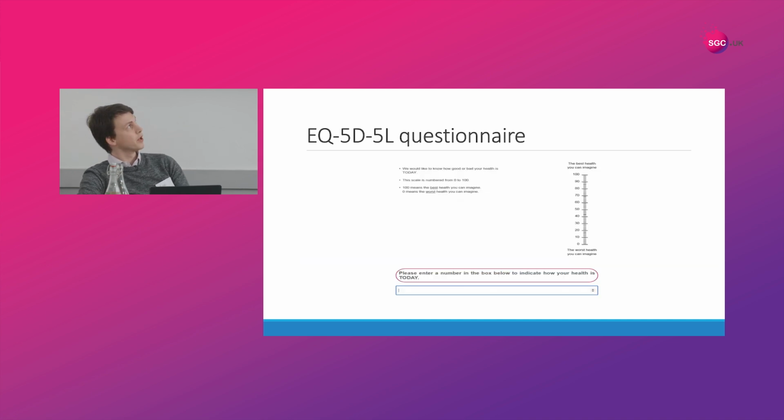There's also this part to it, which is what's called a visual analog scale. This is a ranking out of 100 for where you think your health is at the point that the form is filled in. The idea being that 100 is perfect health and 0 is awful. Dead. Well, the worst health you can imagine. And again, this is subjective.